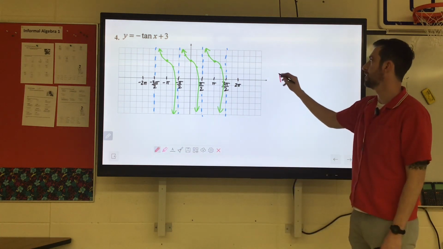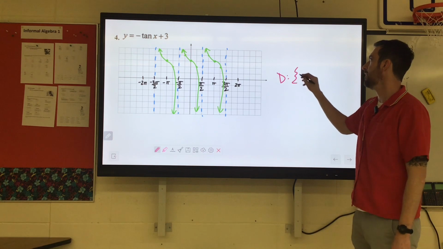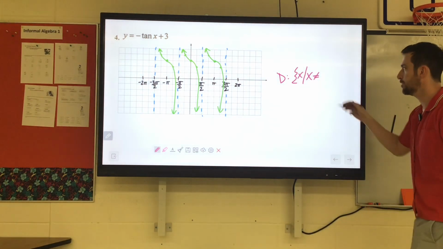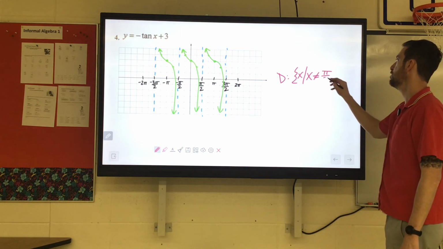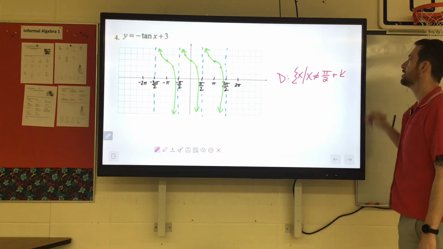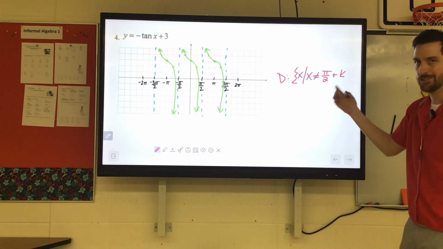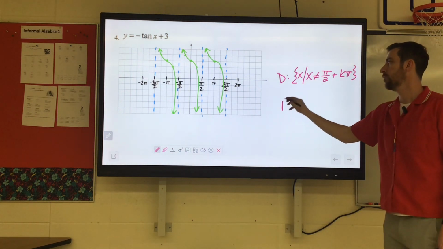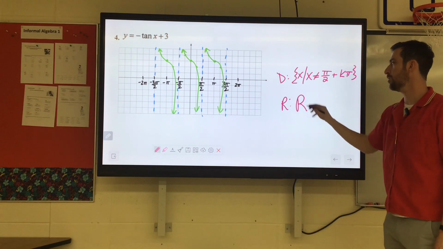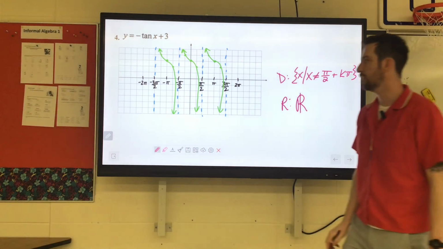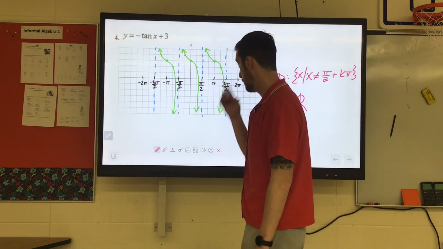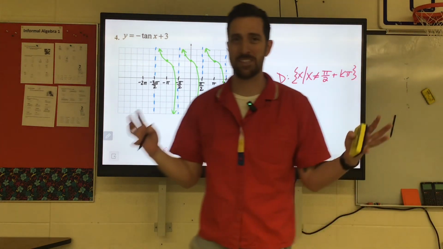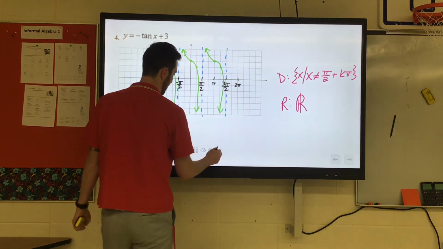All right. Domain: x such that x does not equal. We pick an asymptote. I see one at pi over 2 plus k times the period. The period didn't change here. It's pi. So plus k pi. Range, up and down, is all real numbers for all of the tangent problems. 4 of 6 are done. We're almost there.